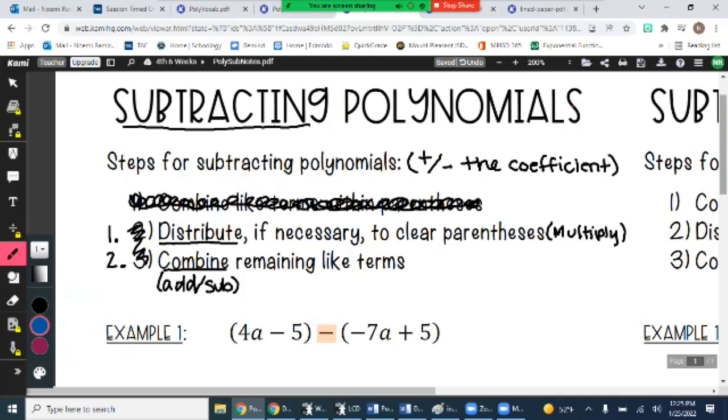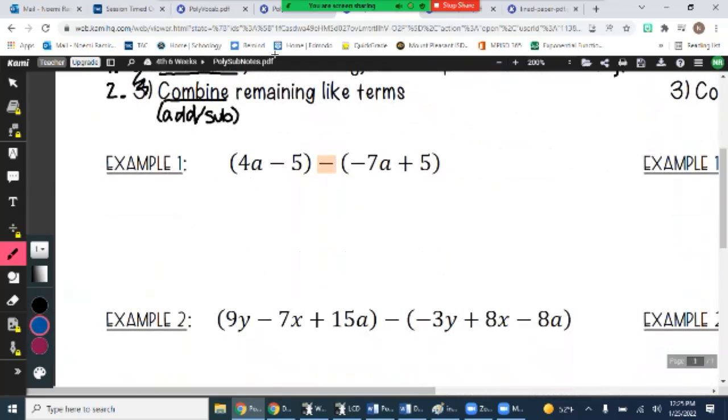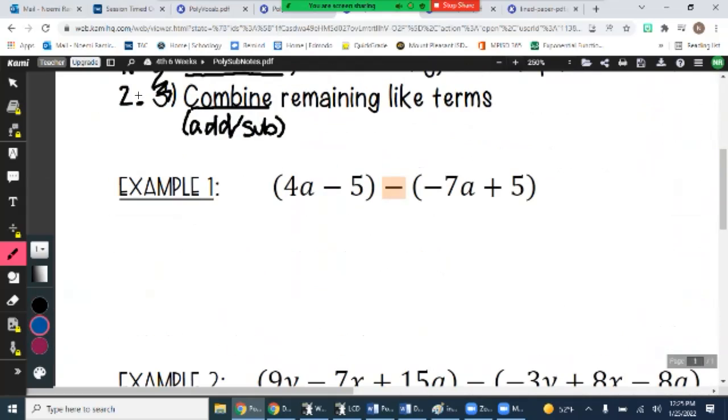So before we distribute, the first thing we want to do is put a what in front of these groups of parentheses. We're going to put a 1. I'm going to zoom in. So I'm going to put a 1 here, and a 1 there. So let's multiply. 1 times 4a is 4a, and 1 times -5 is -5.